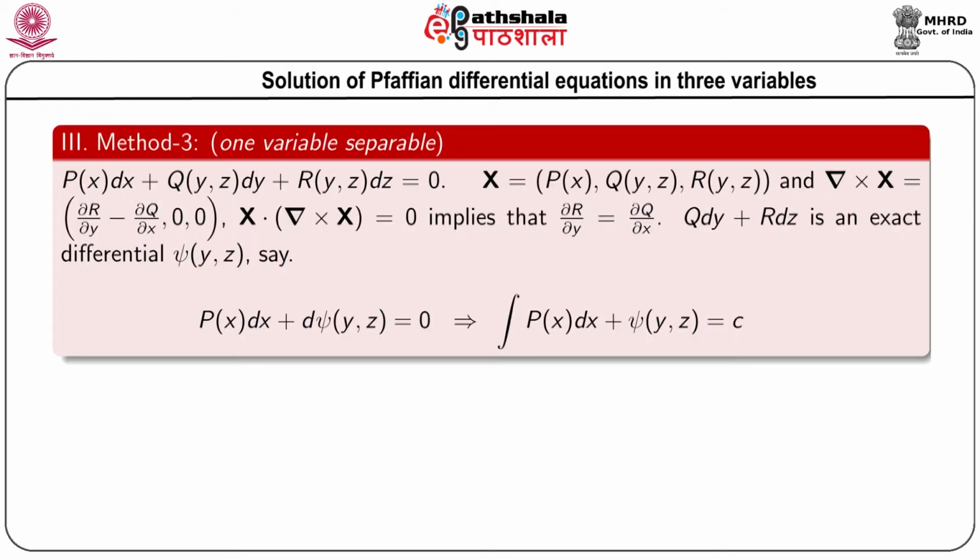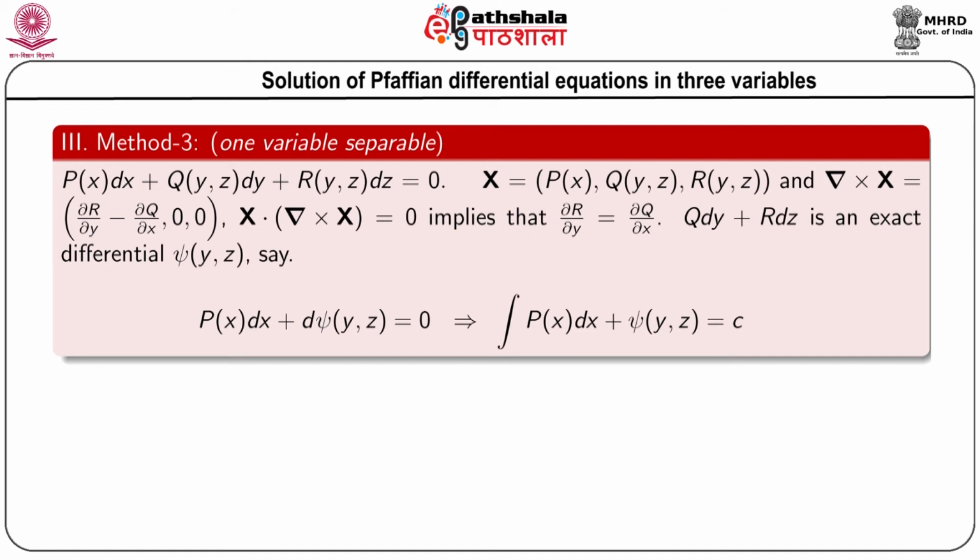This is method 3. In method 3, only one variable is separable. So, for this case, without any loss of generality, we assume that the coefficient of dx is only a function of x, and q and r are functions of y and z only. For this system to become integrable, the integrability condition should be satisfied.